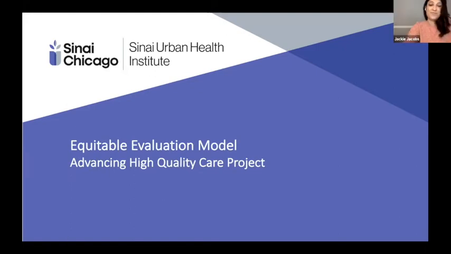Thank you everyone for joining us today. It's great to see so many familiar names here. And I'm excited to share with you how we applied equitable evaluation principles in our evaluation of a community health worker initiative. So first, some background.